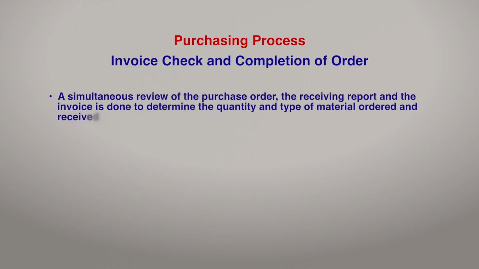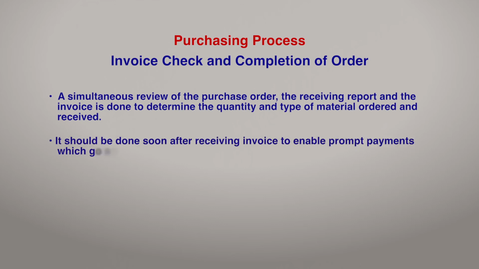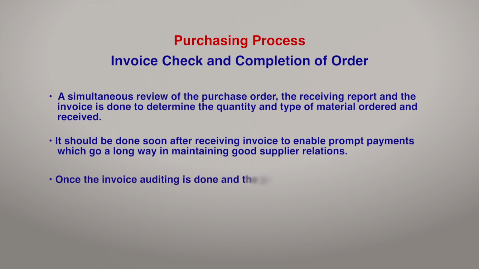Simultaneous review of the purchase order, the receiving report, and the invoice is done to determine the quantity and the type of material ordered and received. It should be done soon after receiving invoices to enable prompt payments, which go a long way in maintaining good supplier relationships. Once the invoice auditing is done and payment is made, the order is closed.